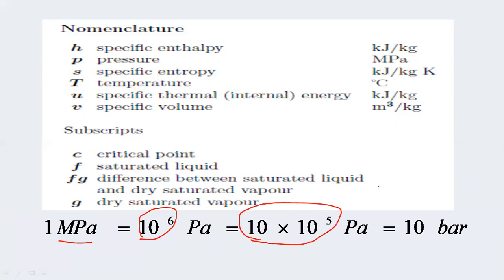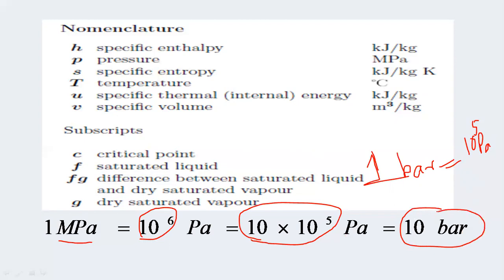So already we know that the value of 1 bar is equal to 10 raised to 5 pascal. So when this is the case, then we get the following things. That is, we can write 1 megapascal, which is nothing but equal to the value of 10 bar. So this is very important.